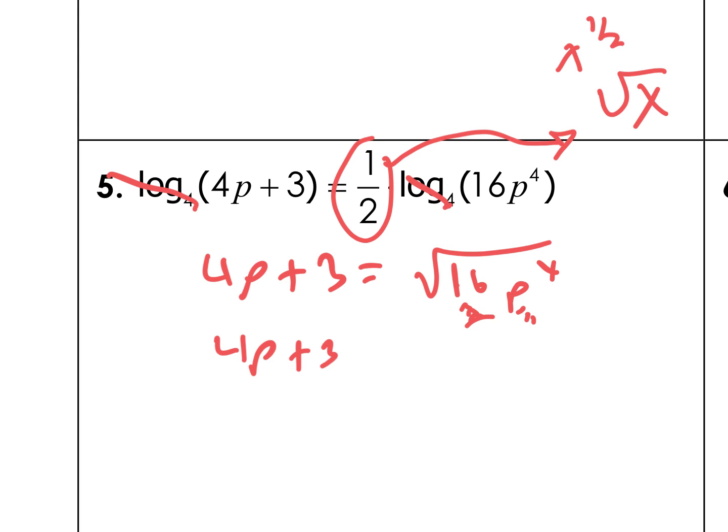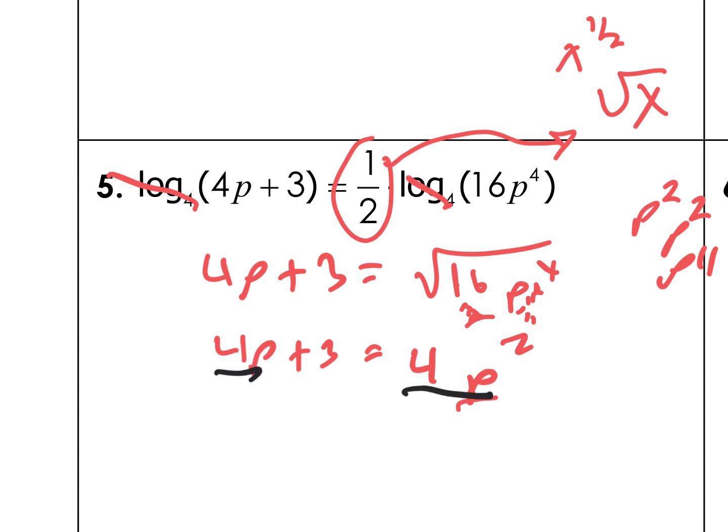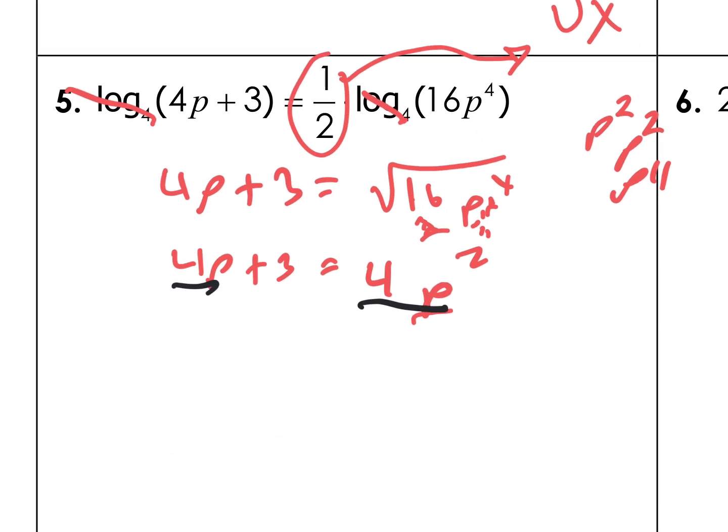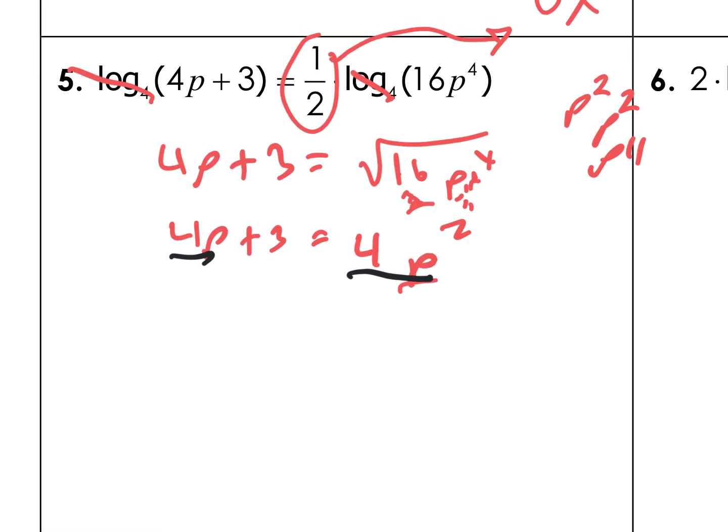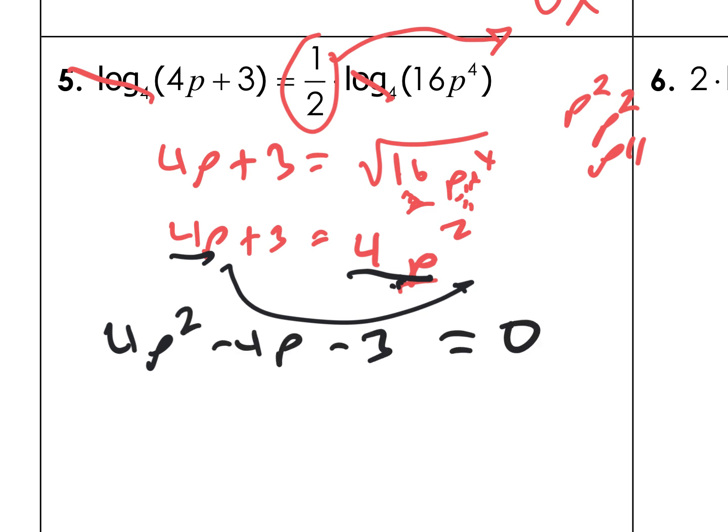4p plus 3 is a 4p squared, because p squared times p squared is p to the 4. Therefore, I can pull out a p squared. Oh, look at this. I have 4p's and I have 4p squares. This is called a quadratic equation. Everything has to be put on one side. So since I have 4p squared is positive, I'm going to move all of this over here. So I'm going to have 4p squared minus 4p minus 3 now equal to 0.